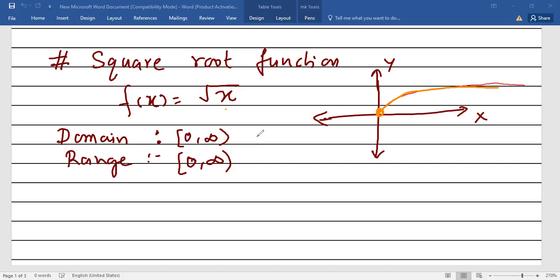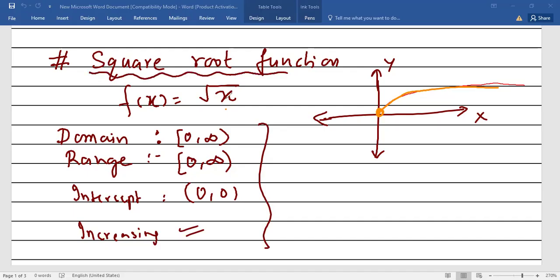Now, what is the intercept? The intercept is (0, 0). And increasing or decreasing? It is increasing for all its interval. Perfect. This is what we have to do. Please note it down.